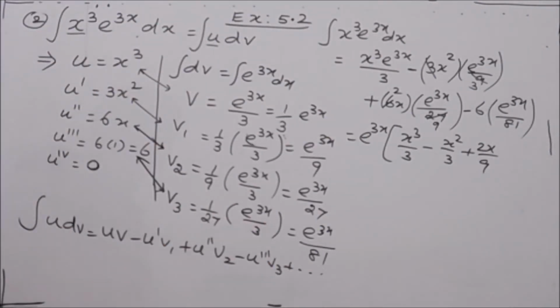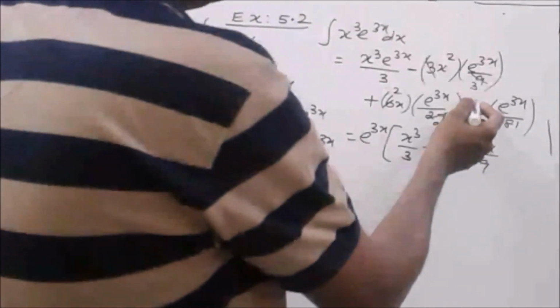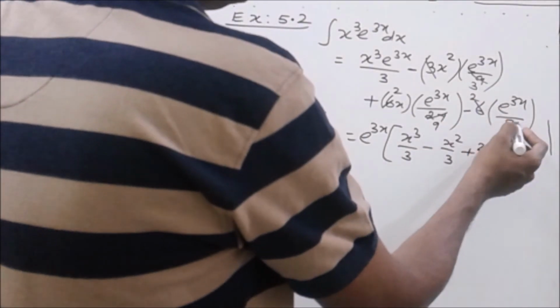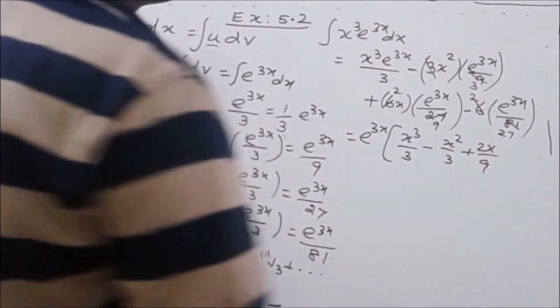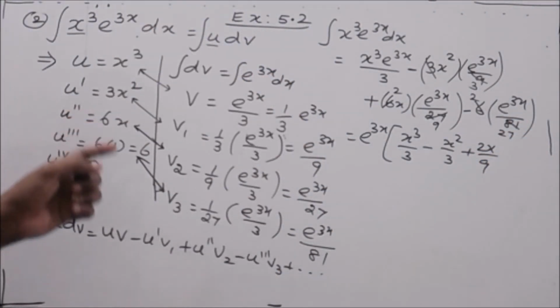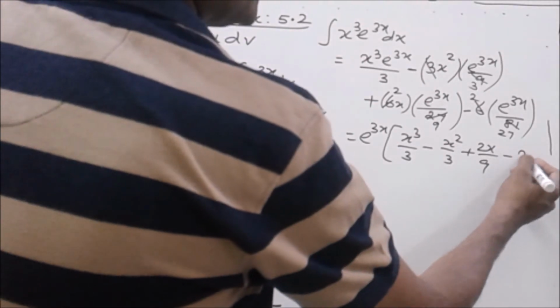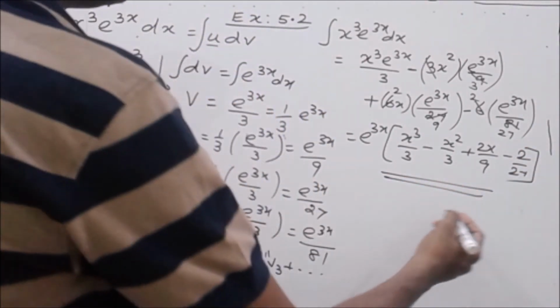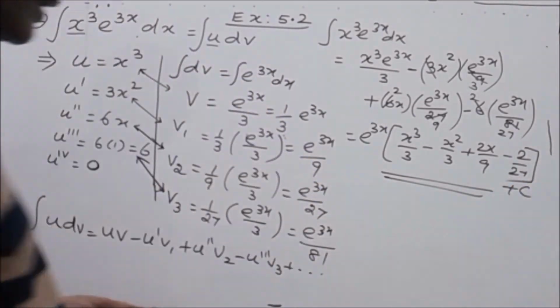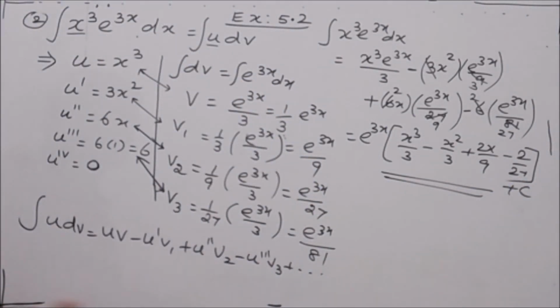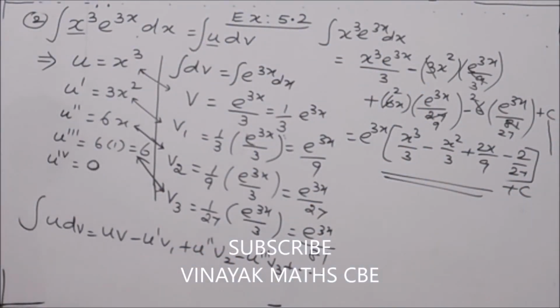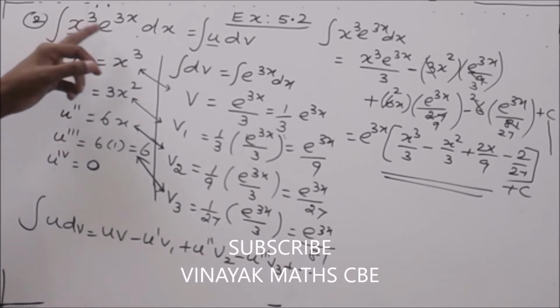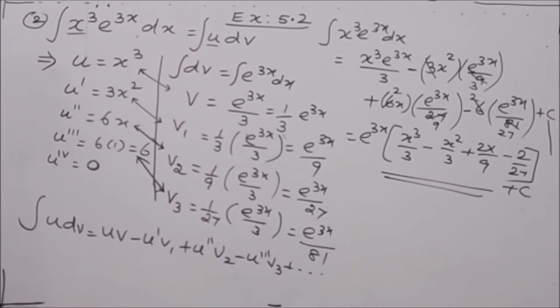And then here we can cancel by 3, that is 2 times, and here 27 times. So e power 3x is taken out, remaining is minus 2 by 27. So plus constant of integration c, add the integral value at the end, plus c you can apply here also, the constant of integration. So this is very easy. u is x cube and integral dv is e power 3x dx.